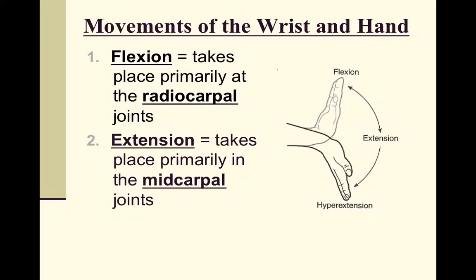Flexion and extension are words you've heard before, obviously, and they happen again in anatomical position. So flexion would be bringing the palm of your hand towards your forearm, and that happens at the radiocarpal joint. So that's between the radius and the scaphoid and lunate. Extension happens at the midcarpal joint, and that would be from anatomical position, bringing your hand backward towards the dorsal side of your forearm. Okay, so just remember that flexion is the radiocarpal joints, extension is the midcarpal joints.